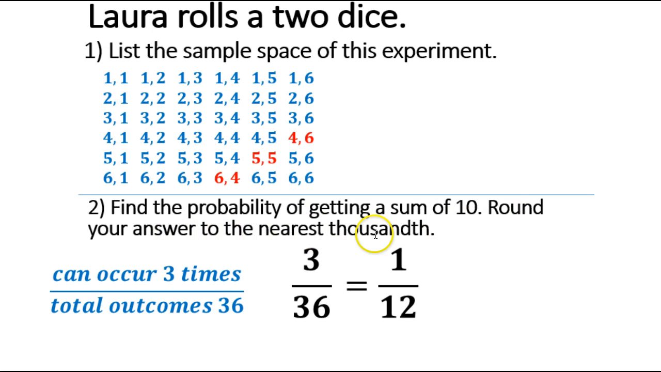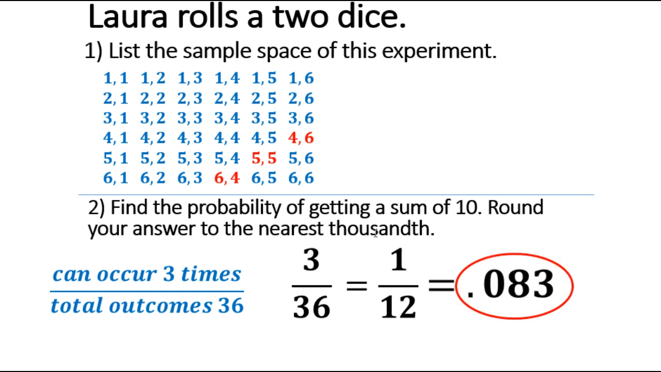This one asks us to round our answer to the nearest thousandth. In other words, it wants us to convert it to a decimal, so we just plug that into our calculator. The nearest thousandth is 3 decimal places. So our answer on this one is going to be 0.083. The big thing with probability is making sure that you understand that it's the desired outcomes, whatever one they're asking for, divided by the total number of possibilities that there are. That will give us our probability.